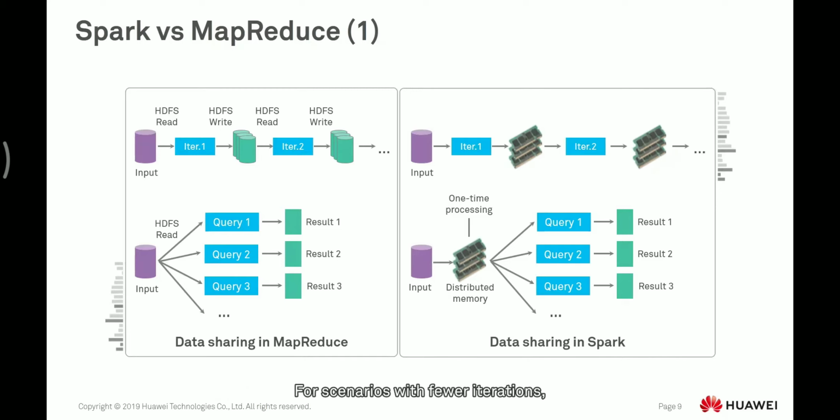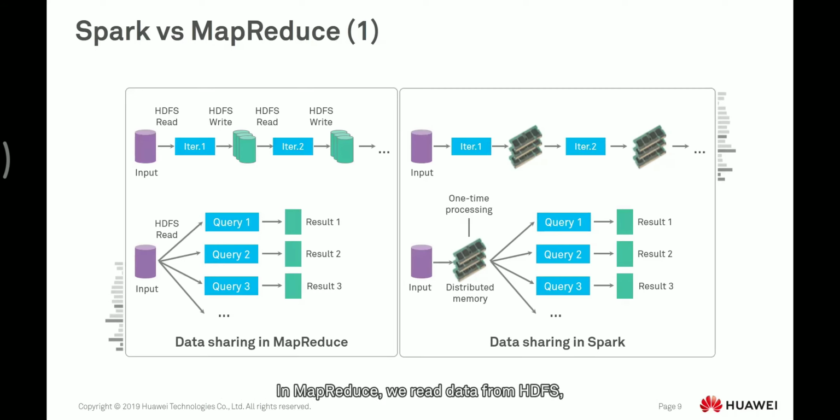For scenarios with fewer iterations, Spark does not have many advantages over MapReduce. Spark also provides a more flexible programming model and higher development efficiency because Spark provides more dataset operation types. And Spark has higher fault tolerance capability because of the lineage mechanism. I'll explain this mechanism later. Take a look at this figure to show the difference more intuitively.